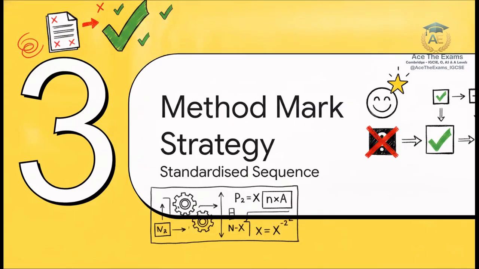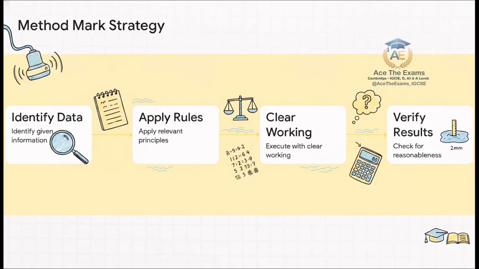All right, let's move into Section 3, the method mark strategy. This is the standardized sequence that practically guarantees you points, even if you make a mistake at the very end. This is where we watch the red pen marks on our rusher, Sam's paper, magically transform into green check marks.